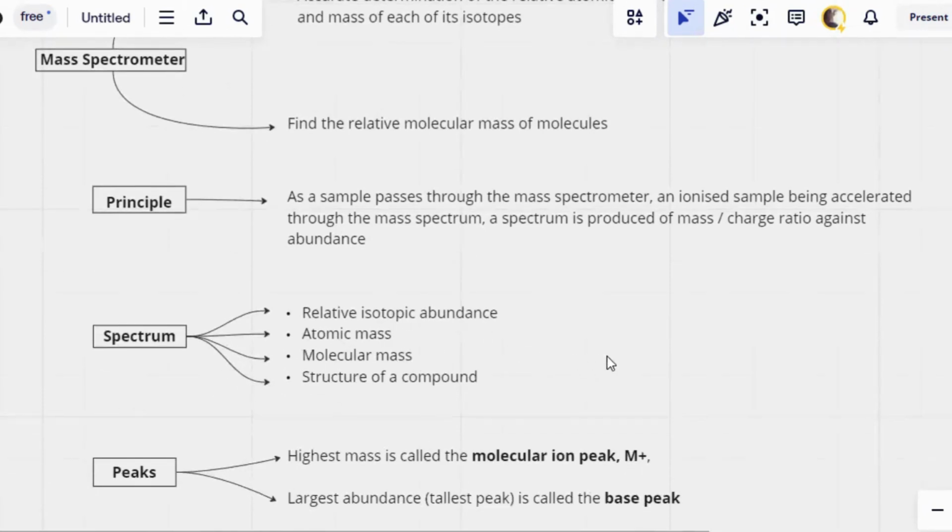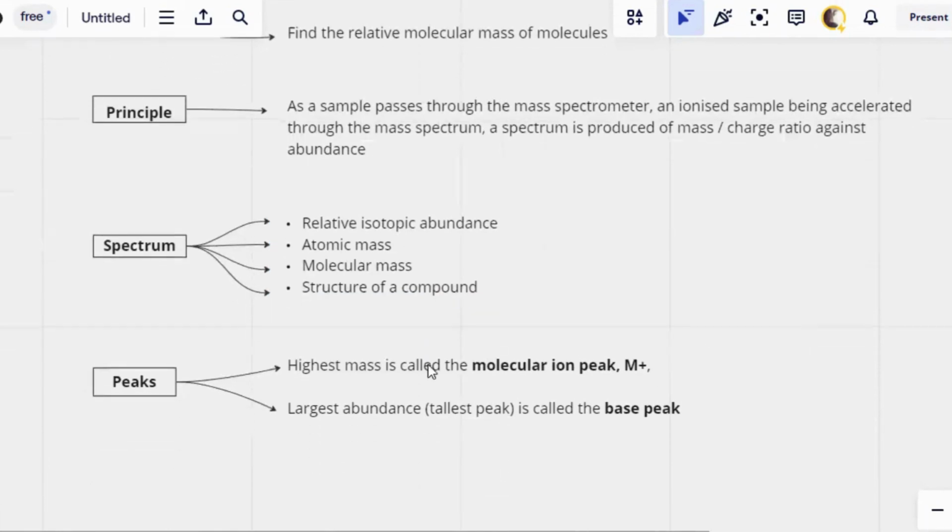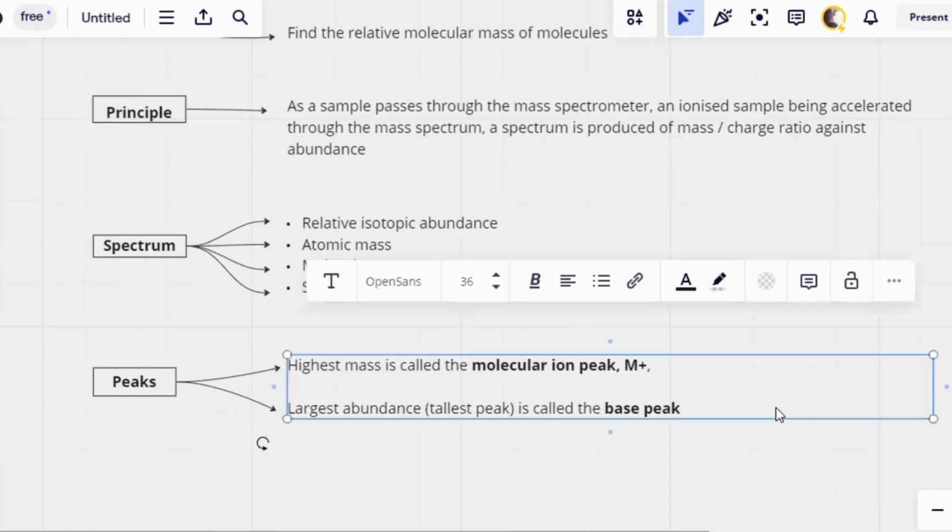And the peaks that we get in the spectrum: the peak with the highest mass is the molecular ion peak, and it is sometimes represented as M positive. The peak which has the largest abundance, the tallest peak, is called the base peak. There are several types of mass spectrometer, but all of them are based on an ionized sample being accelerated through the mass spectrometer and being separated based on the ratio of their charge to mass.